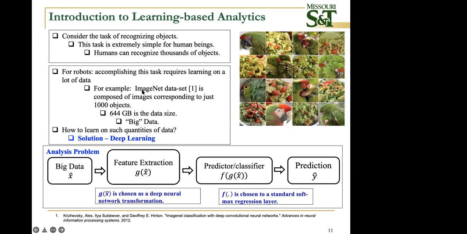And if you look at one of these data sets, ImageNet, let's say it has about 1,000 objects, about 644 gigabytes of data size. So for a computer or an embedded system, this is considered big data. But actually, you've got to go even higher if you really want to go into big data. This is the bare minimum, but still you can call it big data. So how do we learn such things from these large quantities of data? The solution would be deep learning. And that's what people say: well, we can do this using deep learning.